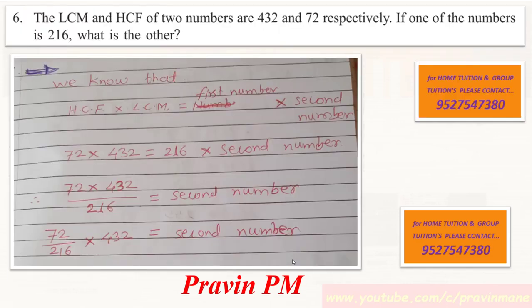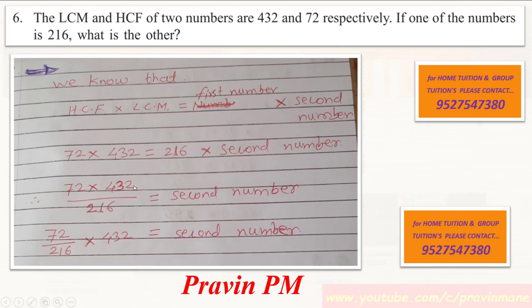Now question number 6. The LCM and HCF of two numbers are 432 and 72 respectively. If one of the numbers is 216, what is the other? For this, we know that HCF multiplied by LCM is equal to the product of the two numbers, first number multiplied by second number. So HCF, which is 72, multiplied by 432 is equal to 216 multiplied by the second number.